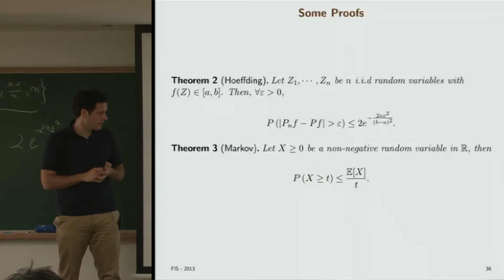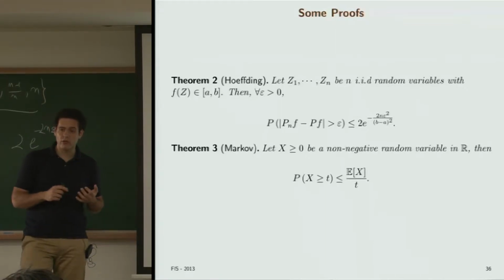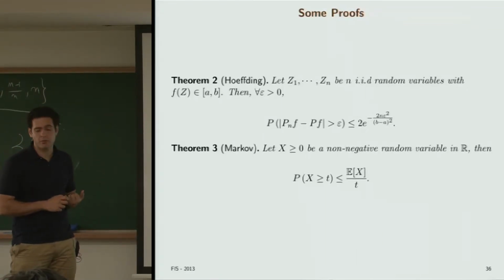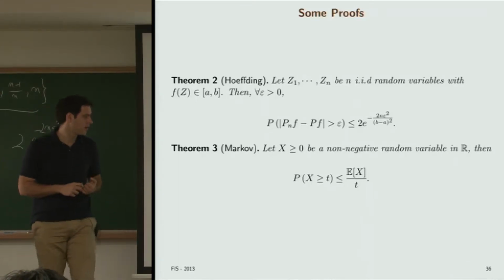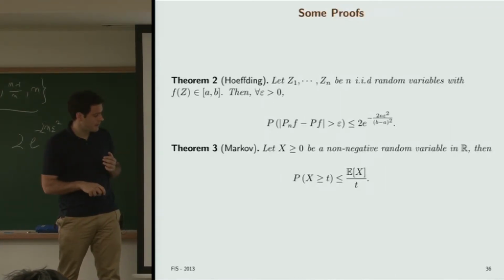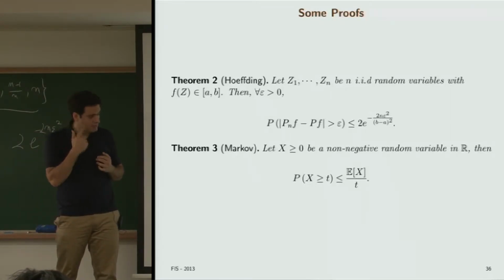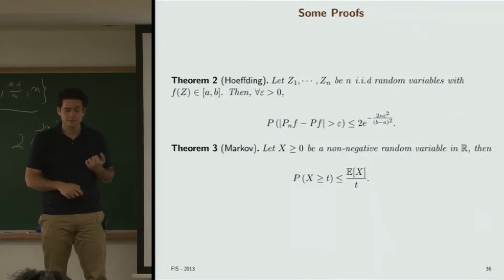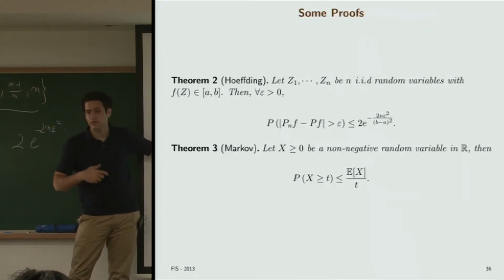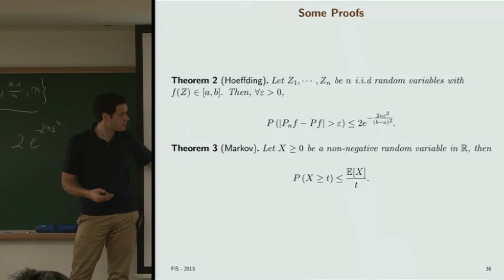So it turns out that Hoeffding's bound was not the first bound proposed to study the concentration of random variables around their mean. There are other results which have been proposed before. The first of those results was Markov's inequality, which basically tells you that if you have a non-negative random variable in R, then the probability that it becomes very big, bigger than t, is upper bounded by the expectation of x divided by t. So this result is the first building block to prove another bound, which is called Chernoff's bound, which you can use to prove then Hoeffding's bound.